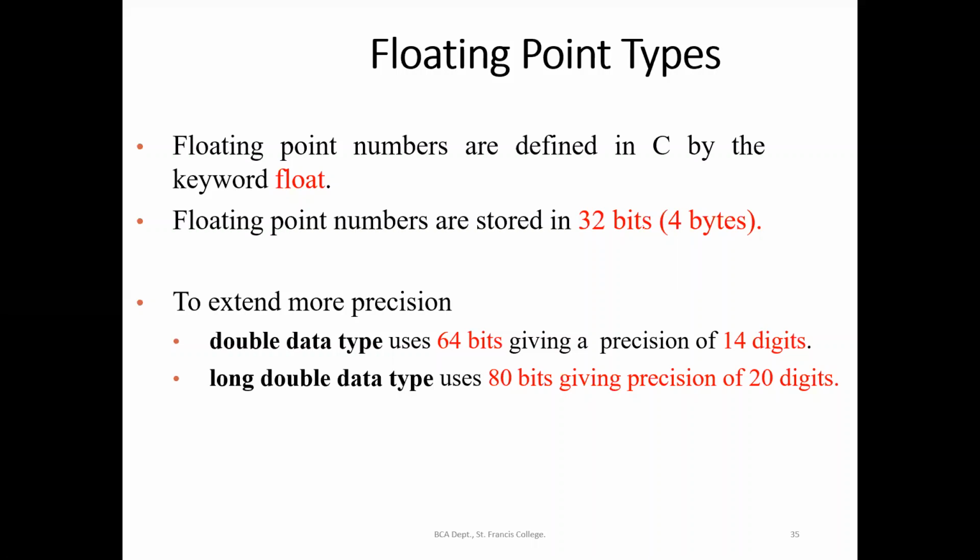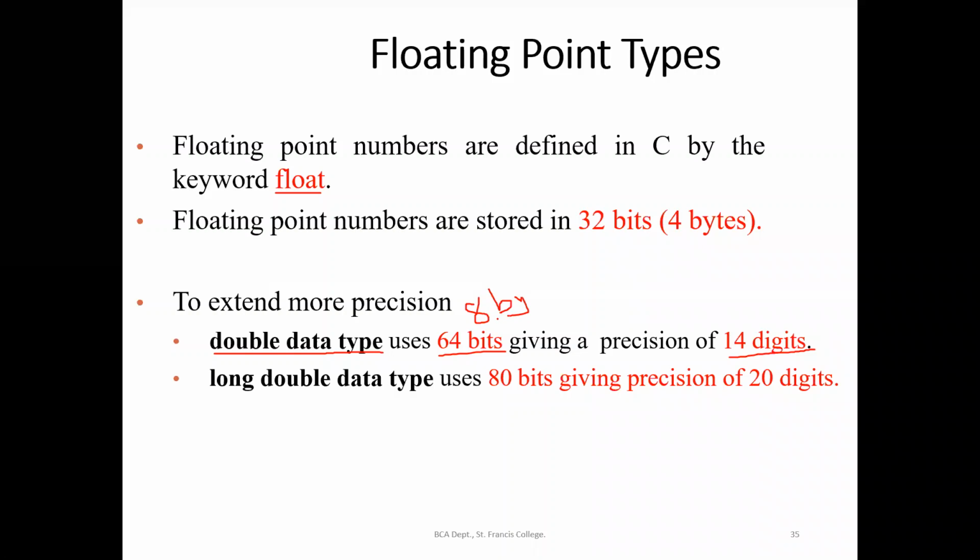So if I want more precision, you can go for the double data type. Instead of float, if I just write double, it will give you 14 digits of precision after the decimal point. It is allocated 64 bits, that means 8 bytes.